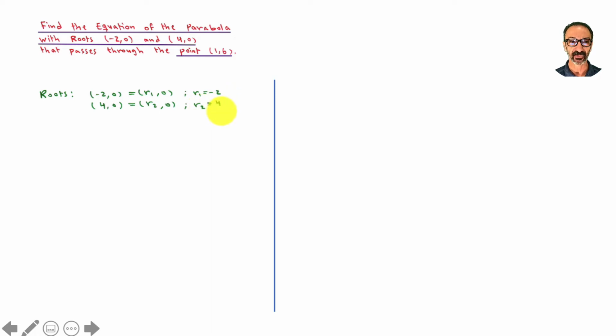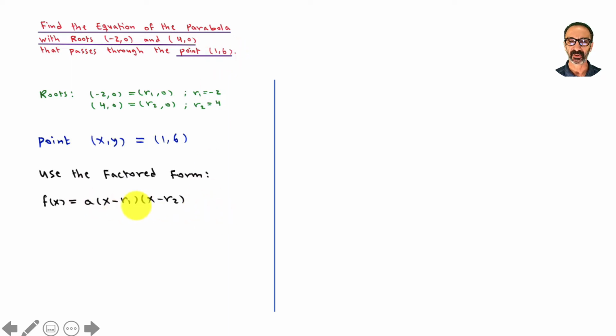So the graph crosses the x-axis at negative 2 and 4. Of course, if I graph the point 1, 6, I'll know if it opens up or down, but that's not the point. So I have 1, 6 in blue, the other point given to me. I'm going to use the factored form because they gave me the roots. That's the best option that I have.